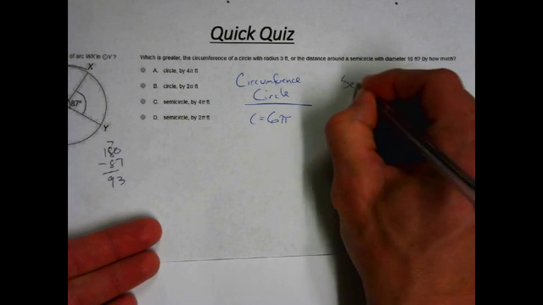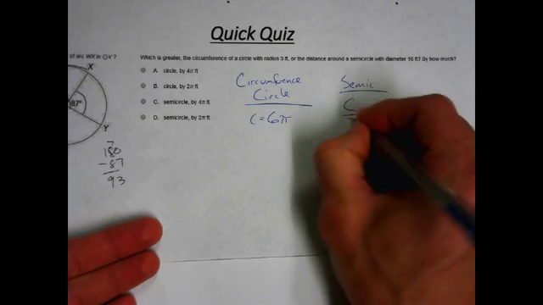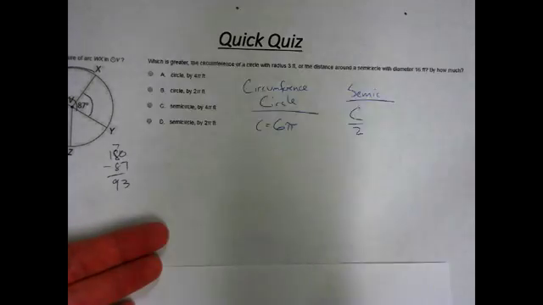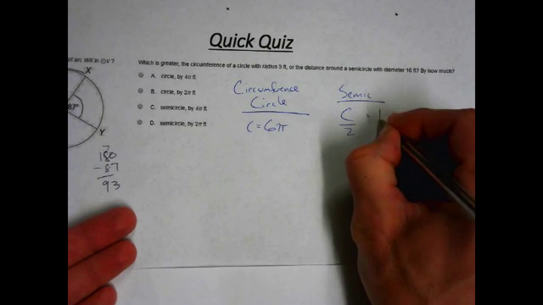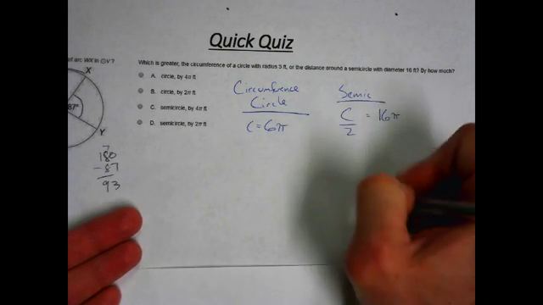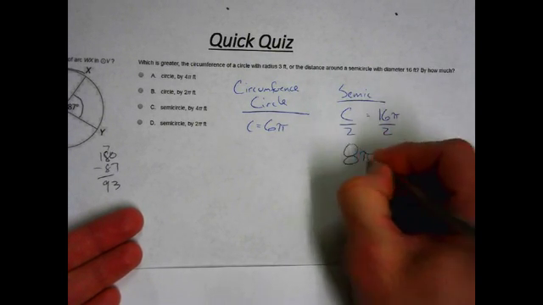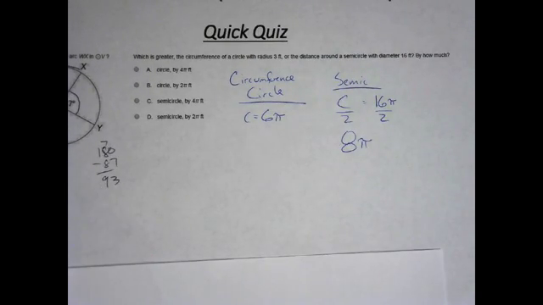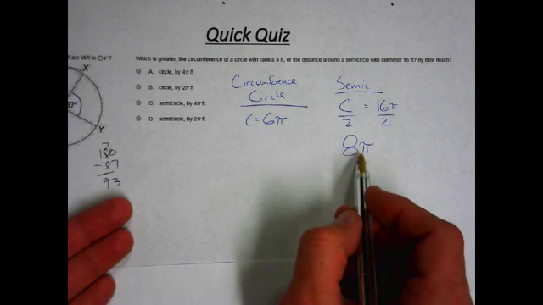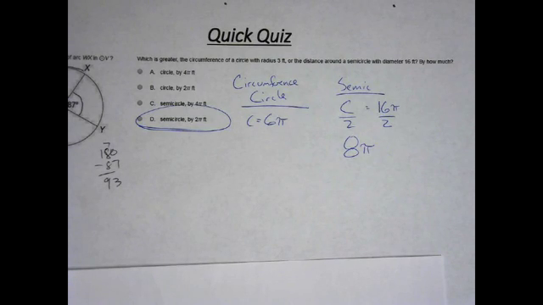What's going on with the semicircle? Now the semicircle would be the circumference divided by 2, right? The circumference is the entire circle. Semicircle, we're going to divide by 2. So if the diameter is 16 feet, that means the circumference is 16 pi, but we're going to divide that by 2, so our semicircle is 8 pi. So our circle is 6 pi, semicircle is 8 pi. Which one's bigger? Semicircle, but by how much? Well, 8 minus 6 is 2. Semicircle by 2 pi feet. So that's how we can do some quick thinking on those.